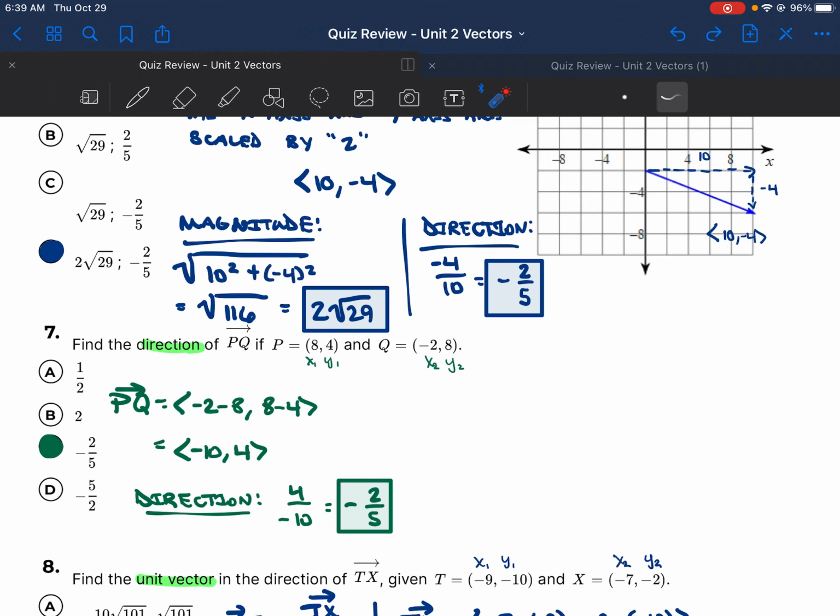Once again, to find the direction of a vector, it is the vertical component, the second component, divided by the horizontal component, the first component. We get 4 divided by negative 10, which again reduces to negative 2 over 5.